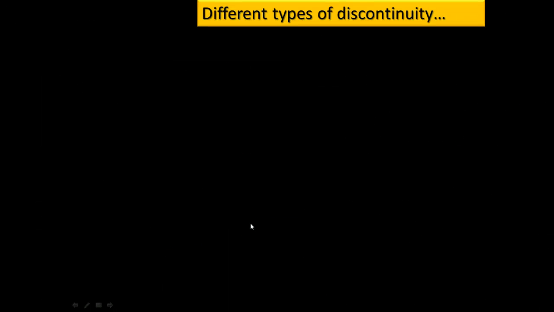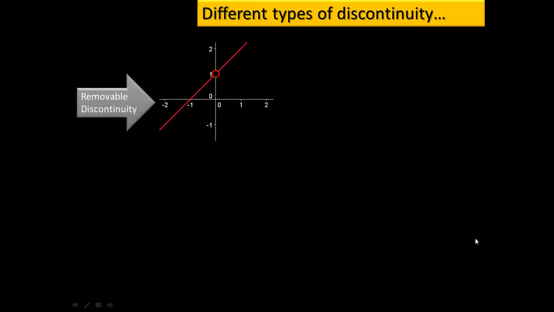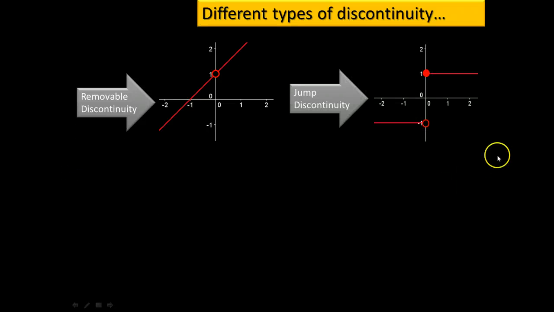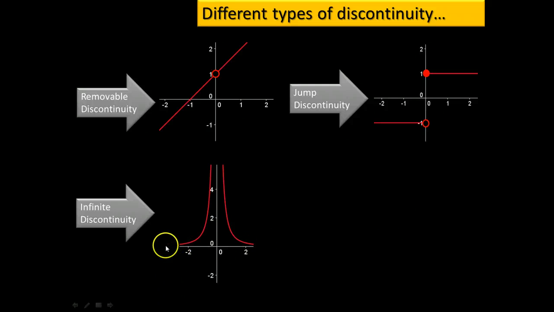Okay, different types of discontinuity that we're going to encounter. First, when we have a hole in the graph, it's called a removable discontinuity. Next is when your function takes a big jump, and that's called a jump discontinuity. Our function could run off to infinity or negative infinity, and that's called an infinite discontinuity.